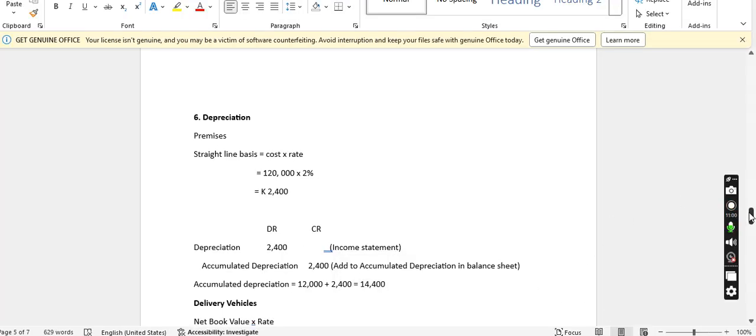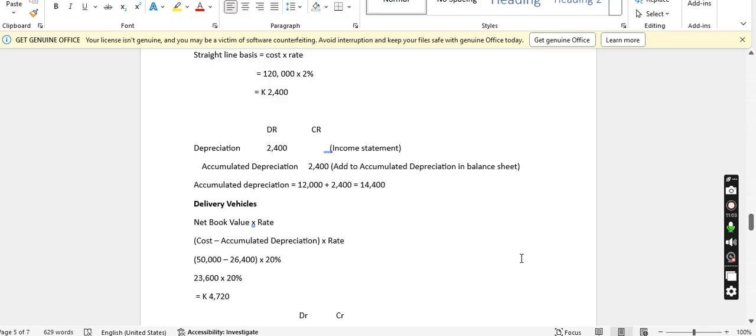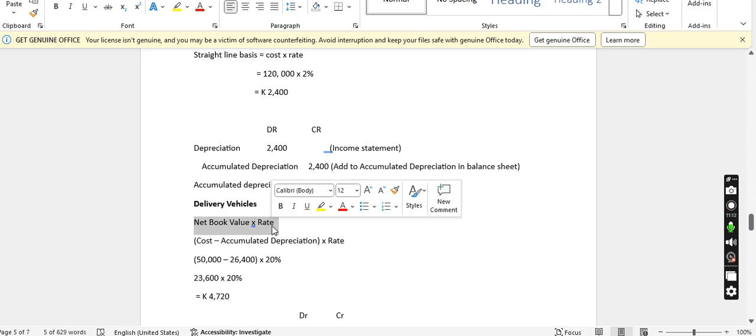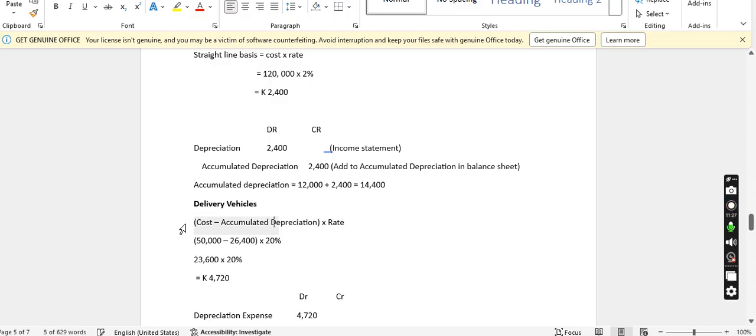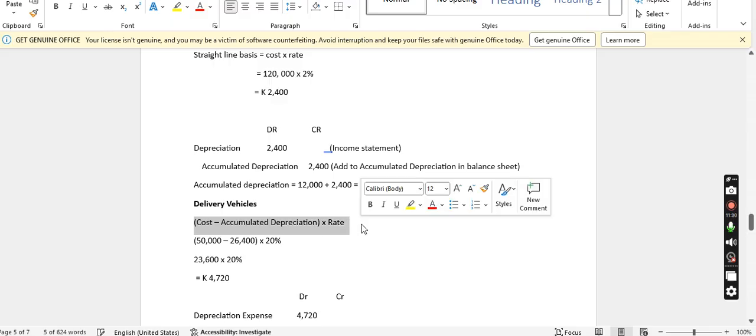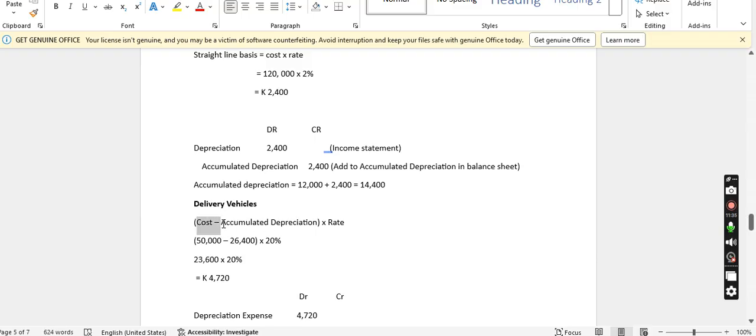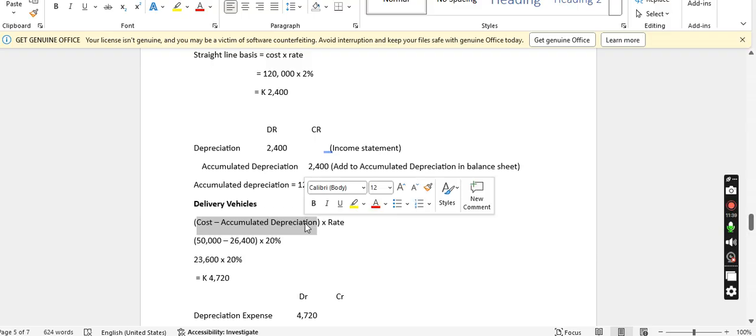We go to delivery vehicles, where we're using the reducing balance method. For the reducing balance method, it's your net book value times your rate. Remember, net book value is the cost minus the accumulated depreciation, multiplied by the rate. When you're doing your exam, just start from here. Just write cost minus accumulated depreciation multiplied by the rate. Just know that when you subtract the cost minus accumulated depreciation, that gives you net book value.